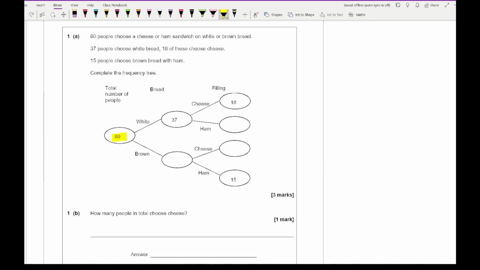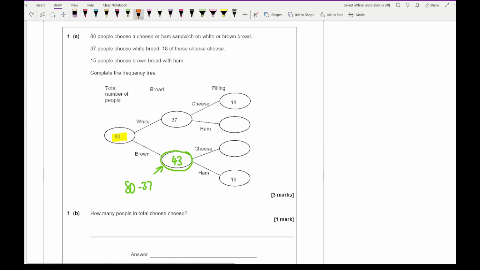Looking at the first one, you tend to fill these frequency trees usually in the order in which it gives you information. So we know that 37 people chose white, and there are only 2 options. So to work out this one here, all we need to do is 80 take away 37, which gives me an answer of 43.